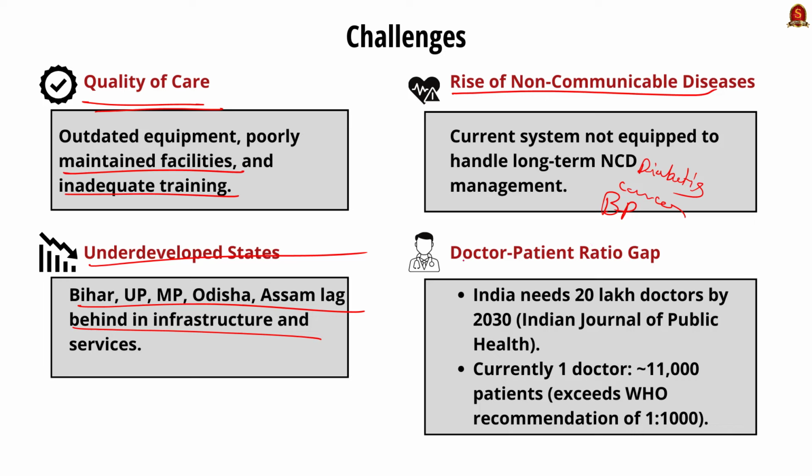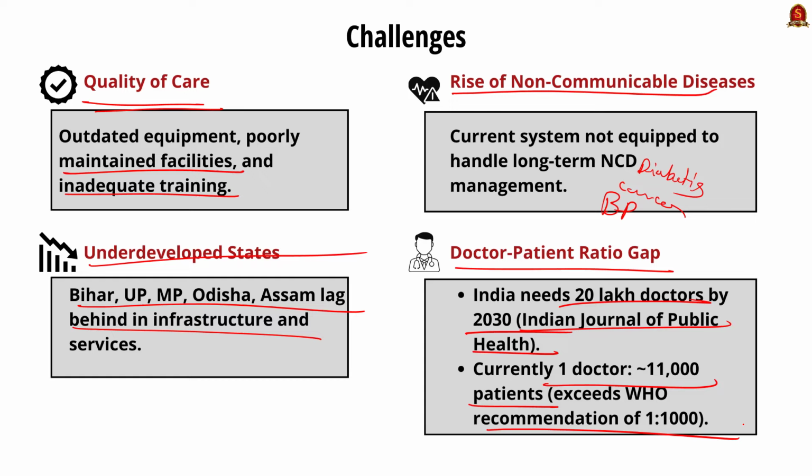Finally, there is a gap in doctor-to-patient ratio. One of the most critical concerns is the gap in the doctor-to-patient ratio. According to the Indian Journal of Public Health Care in India, India needs about 20 lakh doctors by 2030. However, currently a doctor in the government hospital attends about 11,000 patients, which is far more than what WHO has recommended, that is 1:1,000. You can write these points in the first part of your body.